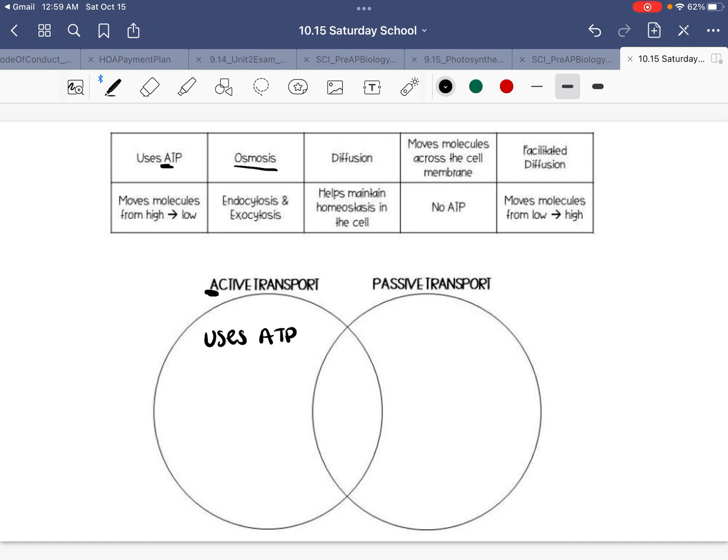Osmosis, remember, is specifically the movement of water from high to low concentration. So it would be considered passive transport. Diffusion, any type of diffusion. Remember, diffusion again goes from high to low concentration. So that is considered passive transport.